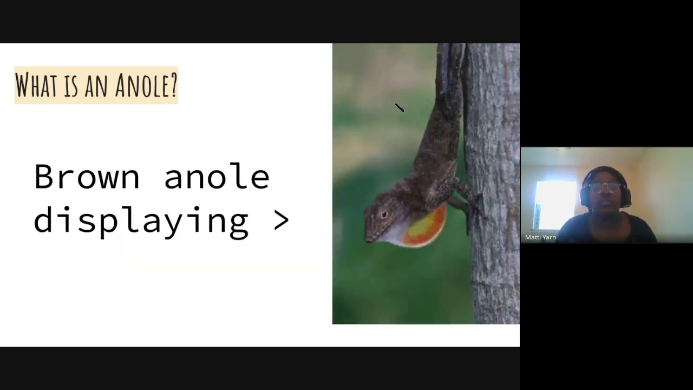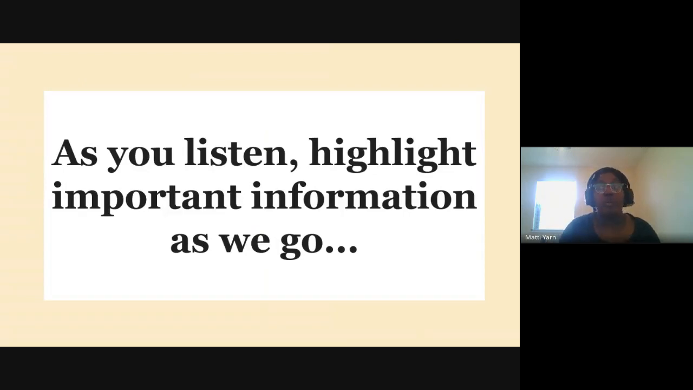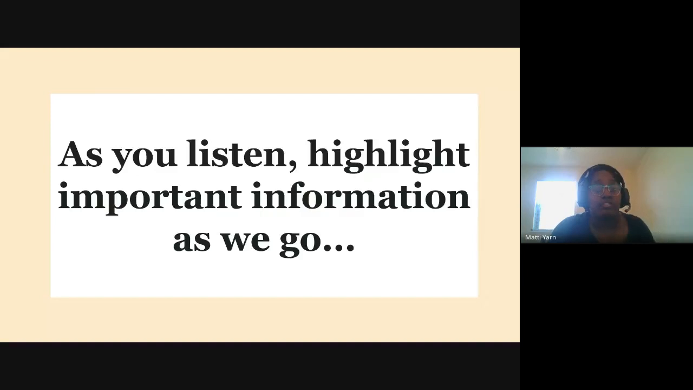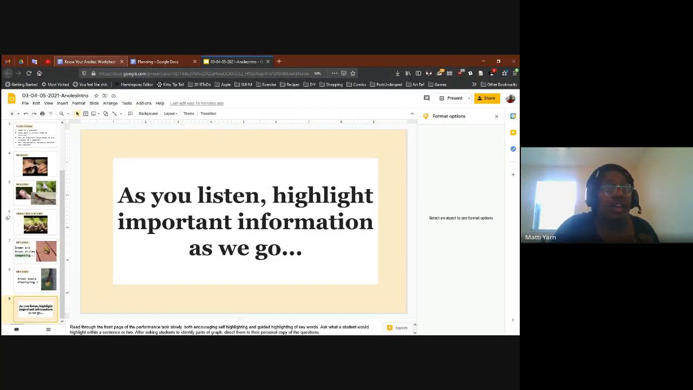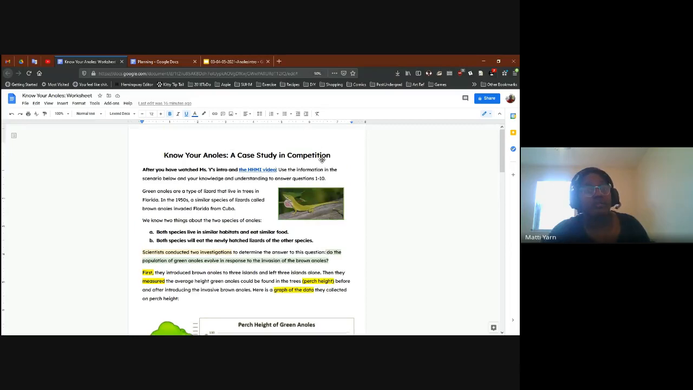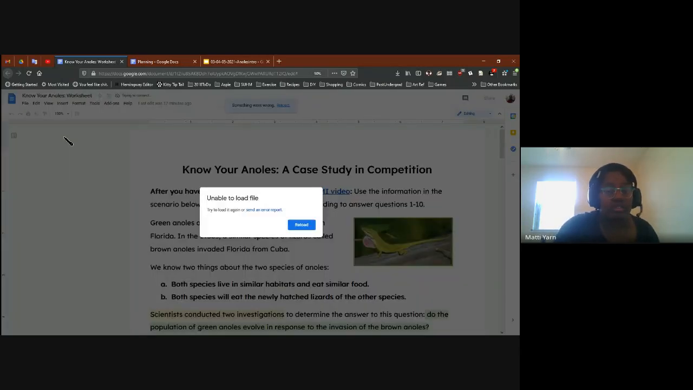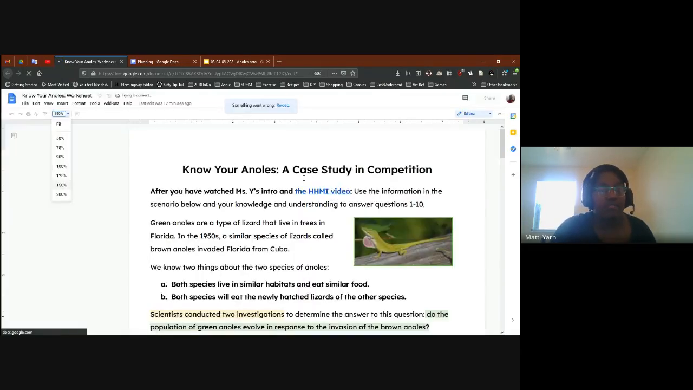So we also know, of course, they do display the cute little dewlap. If you've ever been down to Florida, you'll usually see these guys just sitting on the sidewalk. So what I really want you to think about as we look at the worksheet that we're about to take a look at is what is the most important stuff. Now, I've already highlighted some things, but I do want you to highlight your own ideas. So let me just zoom in here so y'all can see this. All right, I know my screen is unable to load file. Okay.